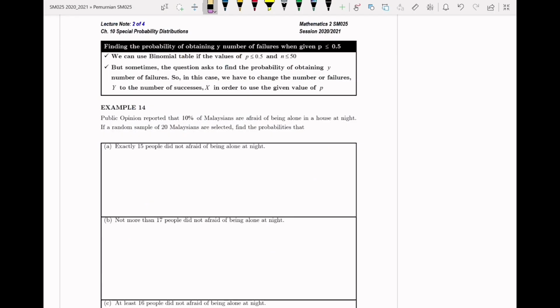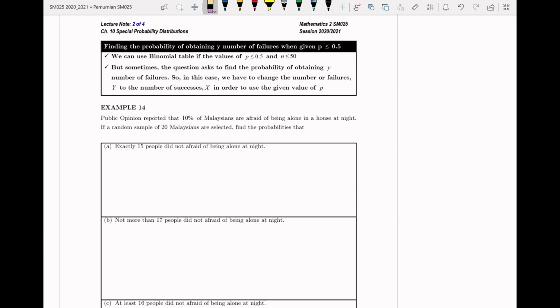Finding the probability of obtaining y number of failures when given p is less than or equal to 0.5. We can use the binomial table only if the value of p is less than or equal to 0.5 and n is less than or equal to 50. But sometimes the question asks to find the probability of obtaining y number of failures, which is the other outcome. So in this case, we have to change the number of failures y to the number of successes x in order to use the given value of p.